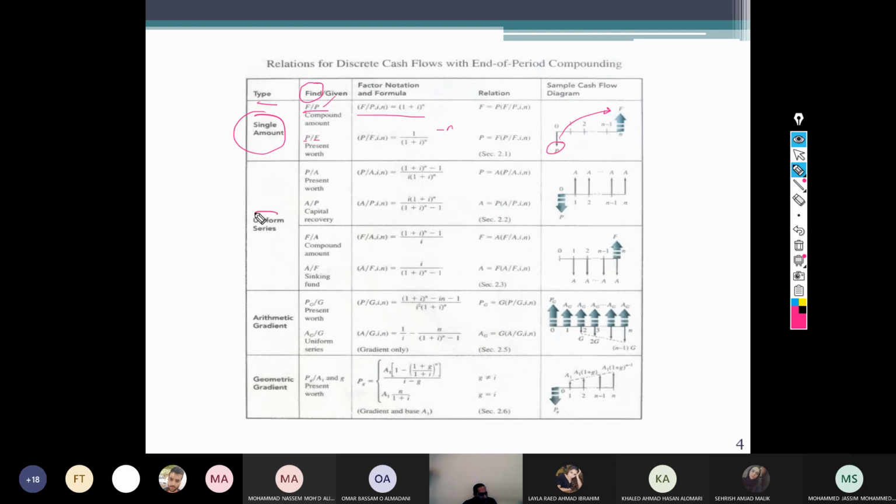What about uniform series? Okay. Find P given A. And this is what I'm going to be teaching. And as you can see, I have A, could be A equals 500, and I'm trying to seek my present. Again, reverse it back.